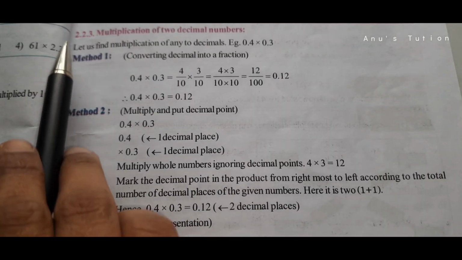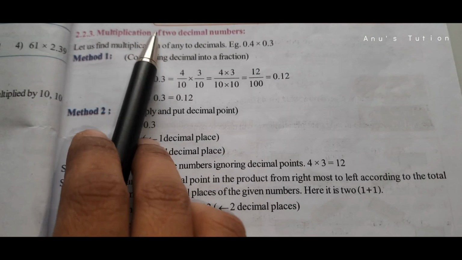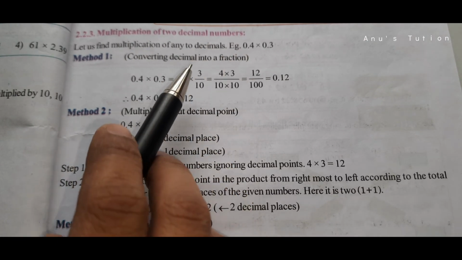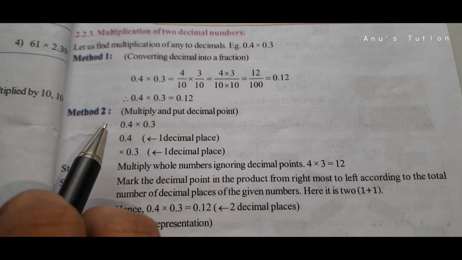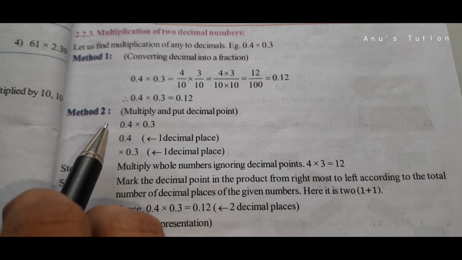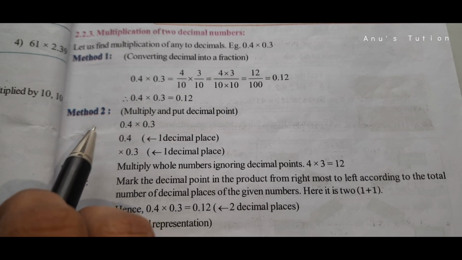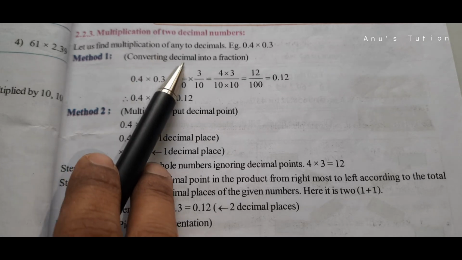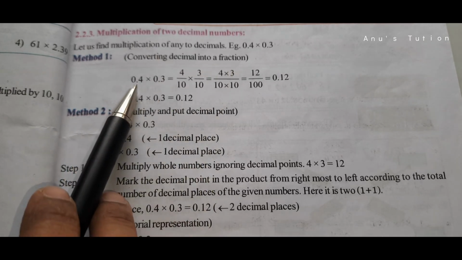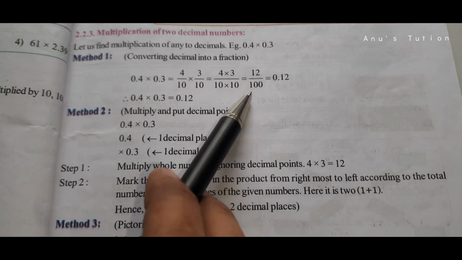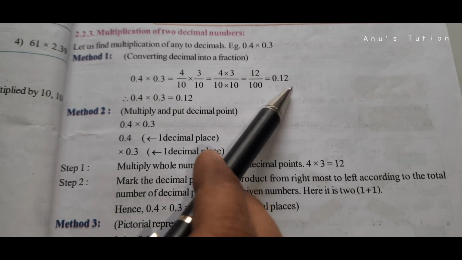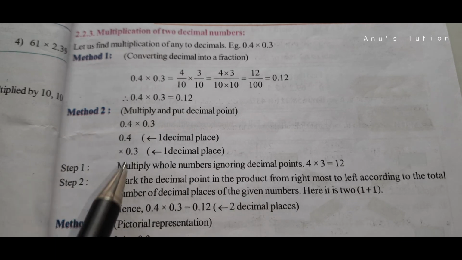Here next 2.2.3, multiplication of two decimal numbers. Earlier we multiplied with whole numbers 10, 100 and 1000. Now we are multiplying two decimal numbers. What is the process? See, converting decimal into a fraction. Here 0.4 into 0.3 is there, 4 by 10, 3 by 10, 12 by 100 will be there, then 0.12 we will get.